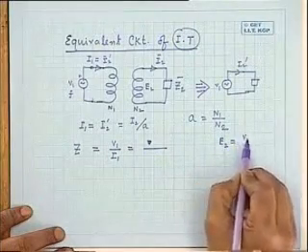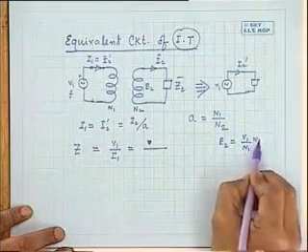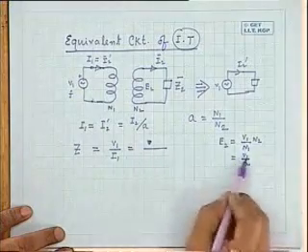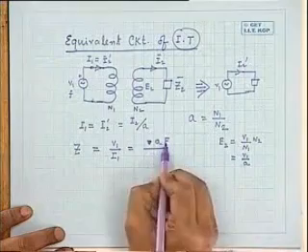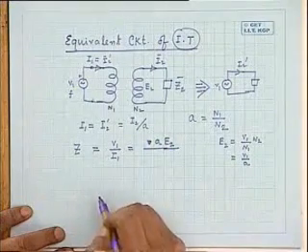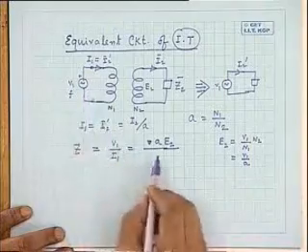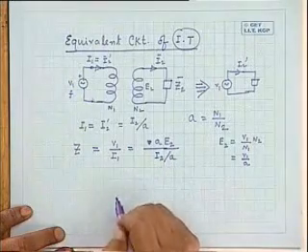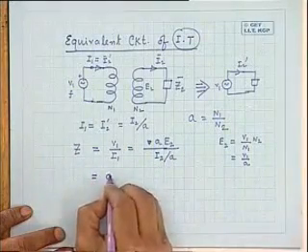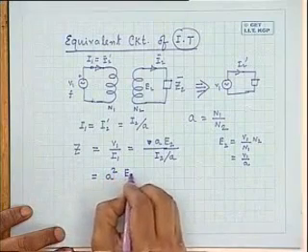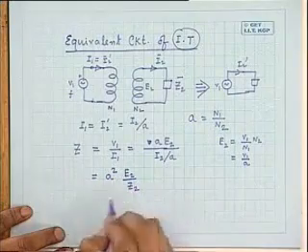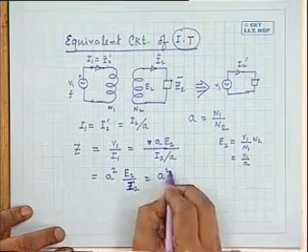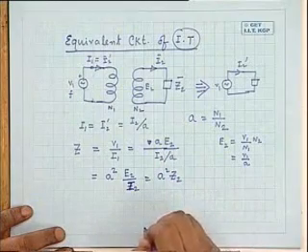So E2, as we know, is nothing but V1 by N1 into N2, that is V1 by A. So V1 can be written as A into E2. I1, which is equal to I2 dashed, can be written as I2 by A. So this will simply become A square into E2 by I2, which is equal to A square into Z2.